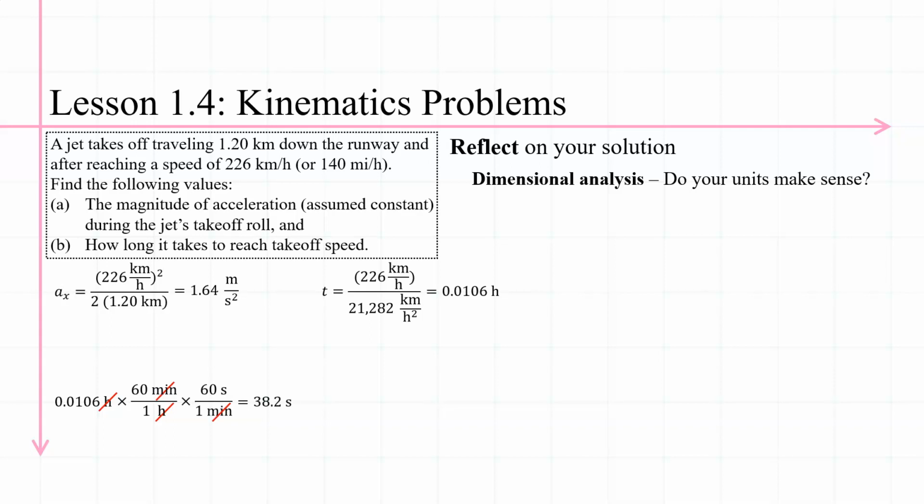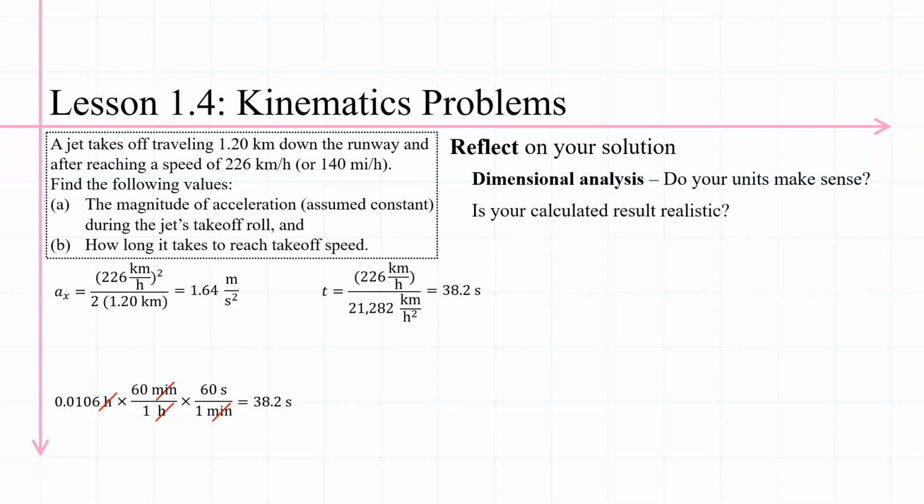Is that a reasonable response for how long it might take a jet to take off? Well, if you've ever taken off in a jet before, it doesn't take quite a minute to get up to speed, but it does take several seconds, many seconds to get up to speed. So 38.2 is a reasonable response. I'm just going to go ahead and replace my 0.0106 hours with that 38.2 seconds. And now I have my values in standard units.